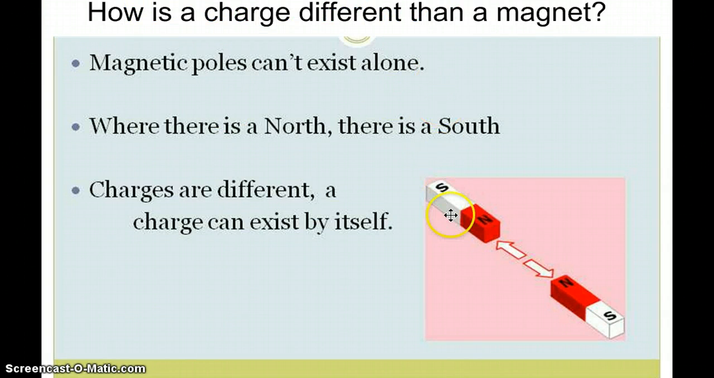How is this different than a magnet? Well, magnets are always going to have a positive and a negative. Okay, where there's going to be a north, there's going to be a south when it comes to magnets. Charges are different. You can have just a positive charge, or you can have just a negative charge. It's going to exist by itself, all on its own.